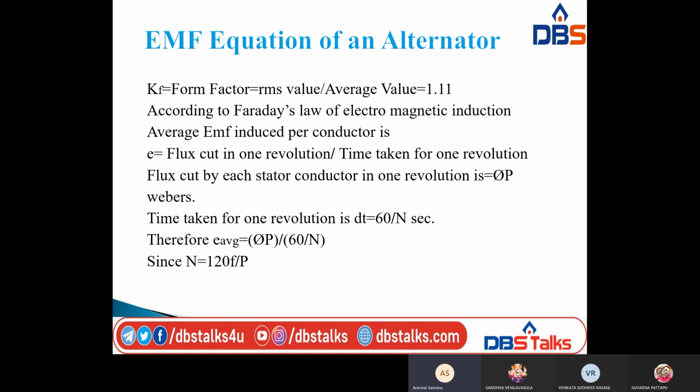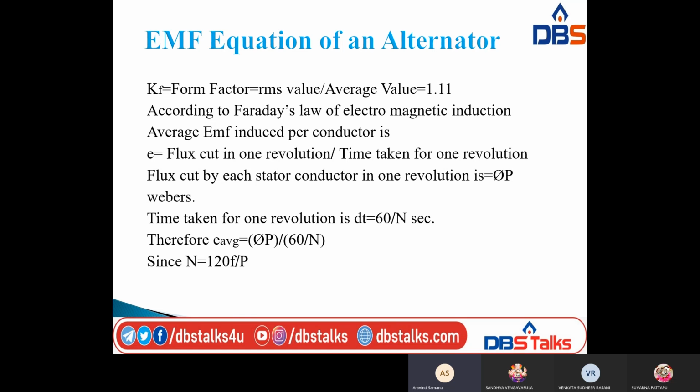We have the standard value for the form factor, that is 1.11. So according to Faraday's law of electromagnetic induction, average EMF induced per conductor is E is equal to flux cut in one revolution by time taken for one revolution. This is the average EMF induced per conductor according to Faraday's law of electromagnetic induction. Firstly, we will discuss flux cut in one revolution, and then I will go to time taken for one revolution. Actually, flux cut by each conductor in one revolution is equal to phi P Webers. It cuts the phi P flux in one revolution. That is, phi is the flux, P is the poles.